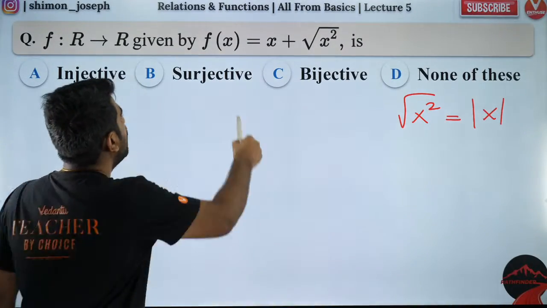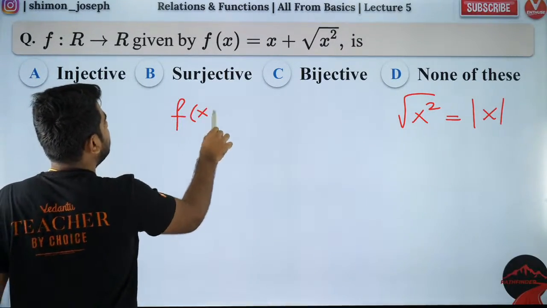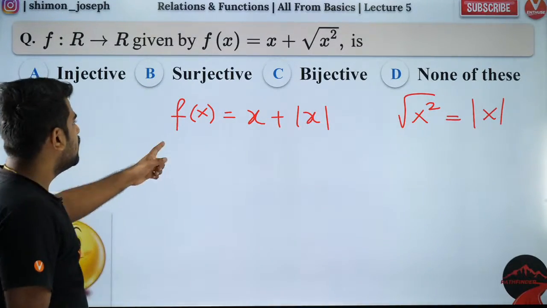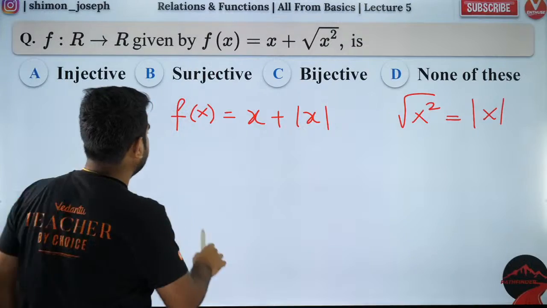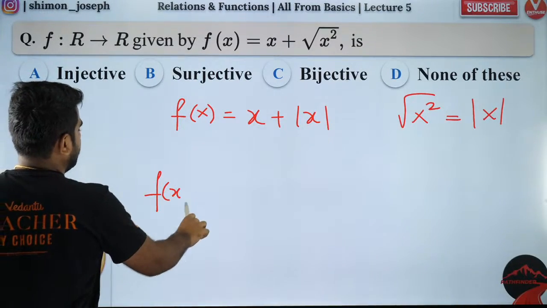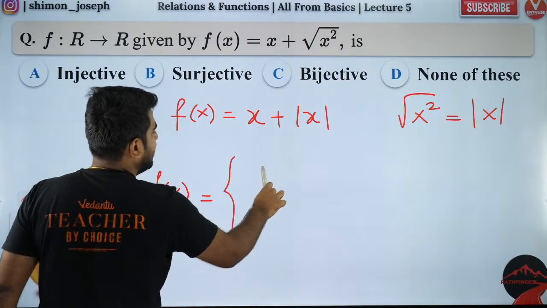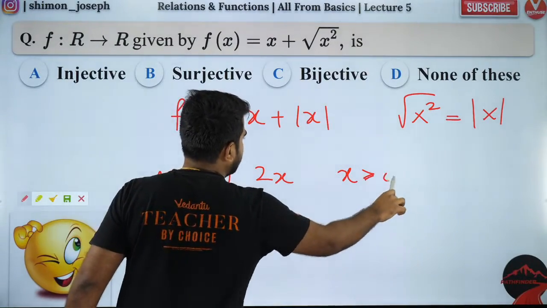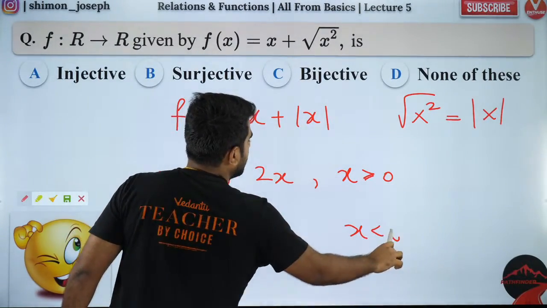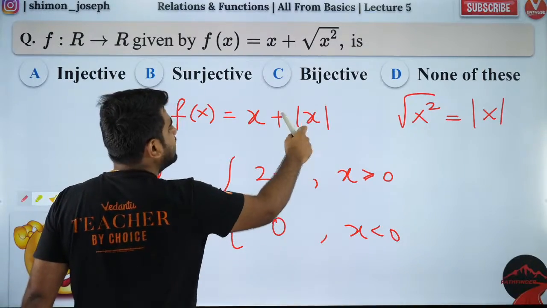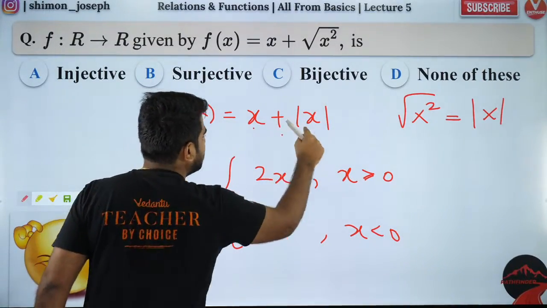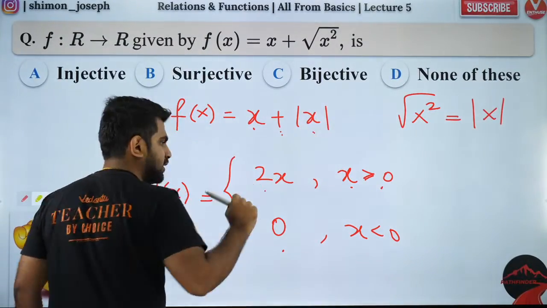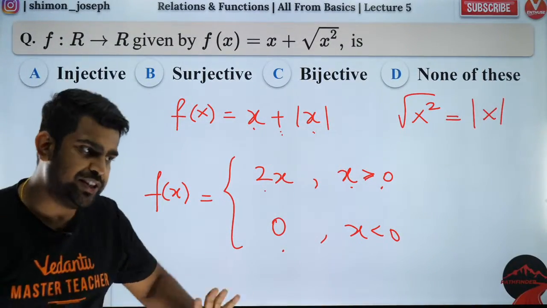Got it? So now, can I say f of x is equal to x plus mod x? Now, how will you open this function? When x is positive, it will be 2x. When x is negative, it will be 0. Do you guys agree? Because when x is negative, mod x will be minus x. So it will be x minus x, 0. When x is positive, it will be x plus x, 2x. Did you all like it?